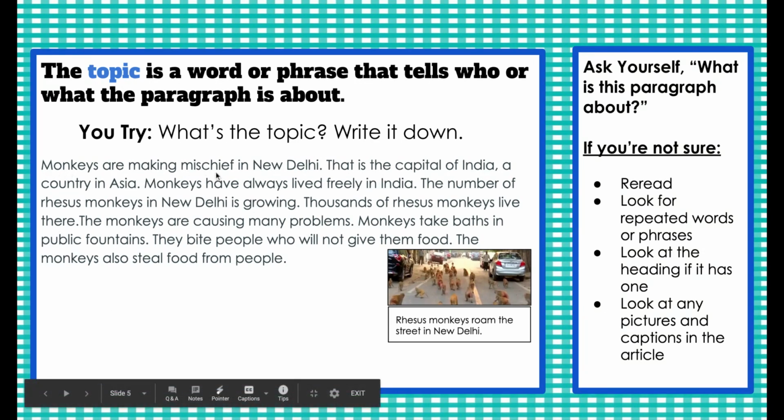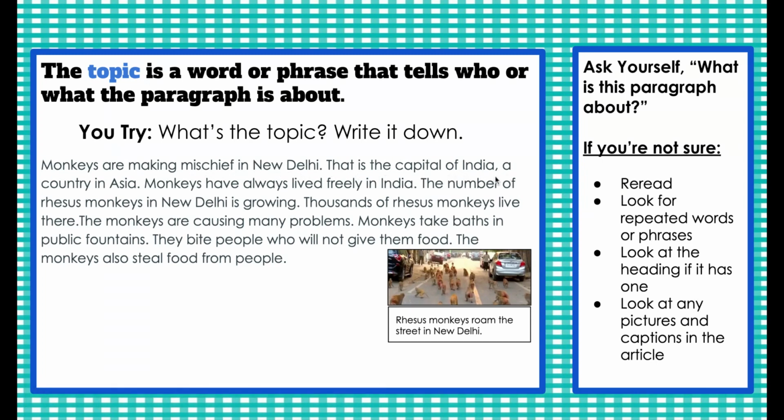Monkeys are making mischief in New Delhi. That is the capital of India, a country in Asia. Monkeys have always lived freely in India. The number of rhesus monkeys in New Delhi is growing. Thousands of rhesus monkeys live there. The monkeys are causing many problems. Monkeys take baths in public fountains. They bite people who will not give them food. The monkeys also steal food from people.